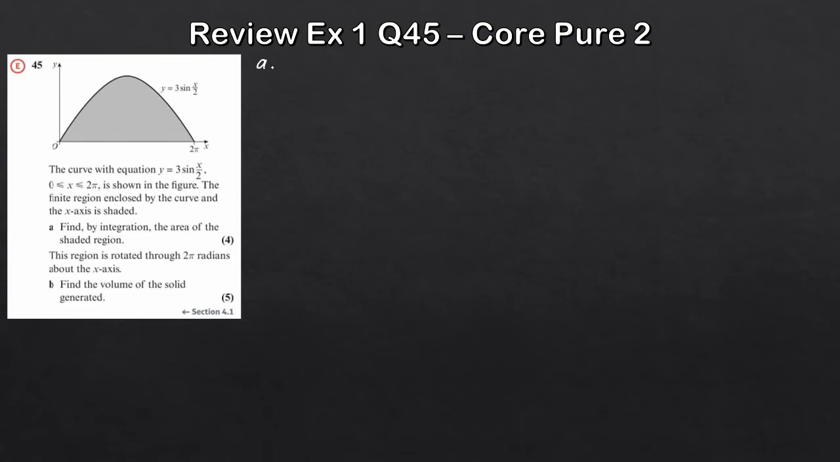So let's have a look at part A first. If we just write it out, we want to find this integral here, that will give us the area. So we're going between 0 and 2 pi, and we're integrating this here.